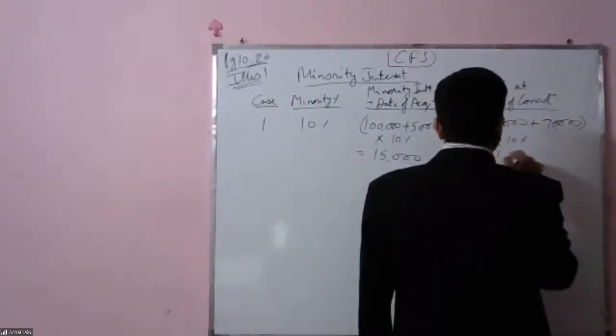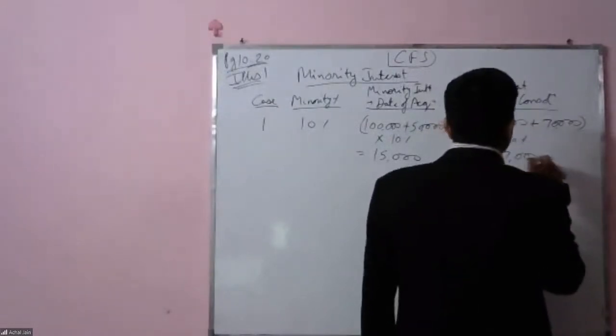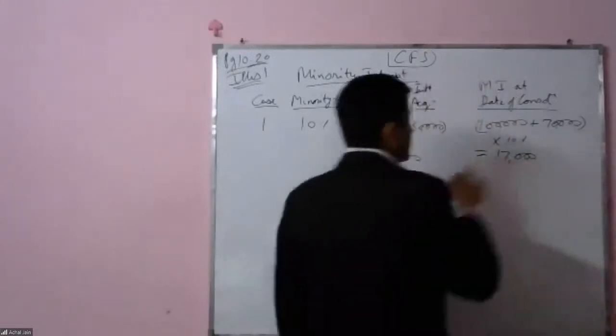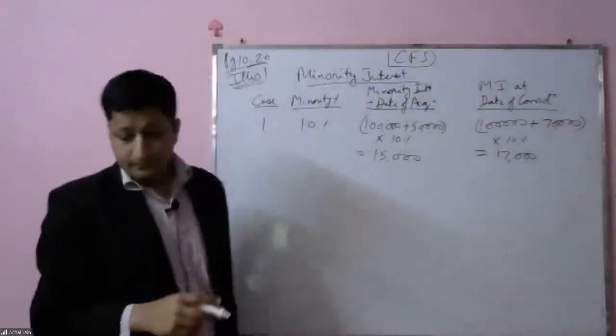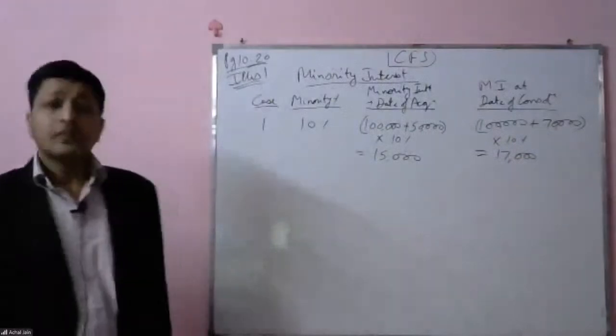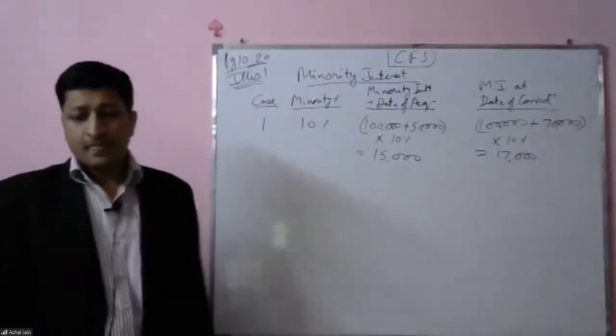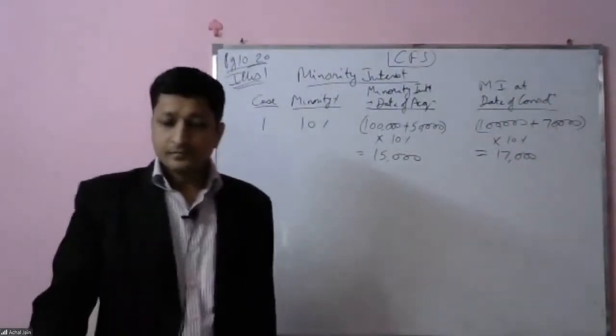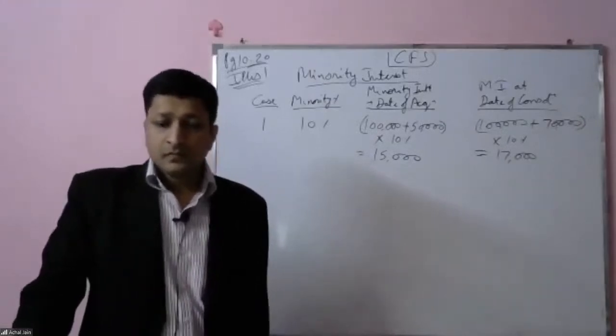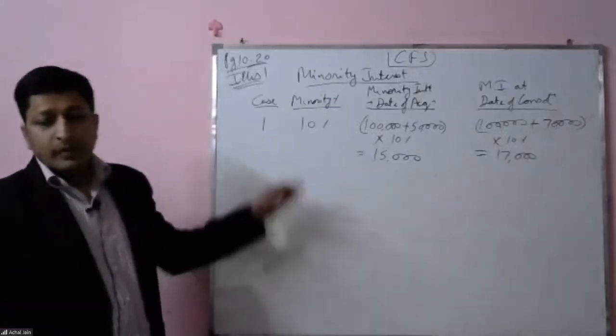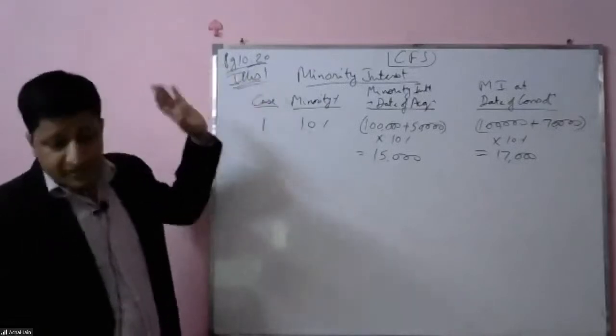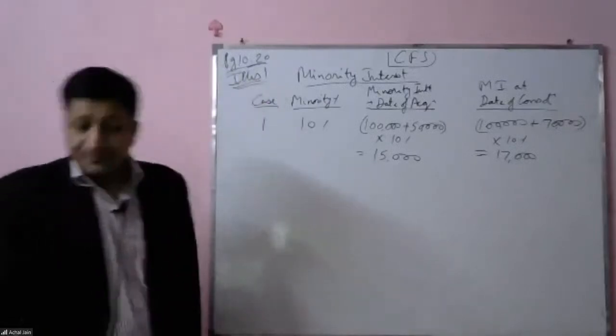Into 10%. So this will be 17,000. Okay. Yeah. Okay, Mukhamala, I am hoping you are clear on this now. Illustration is illustration 1. Okay, clear?